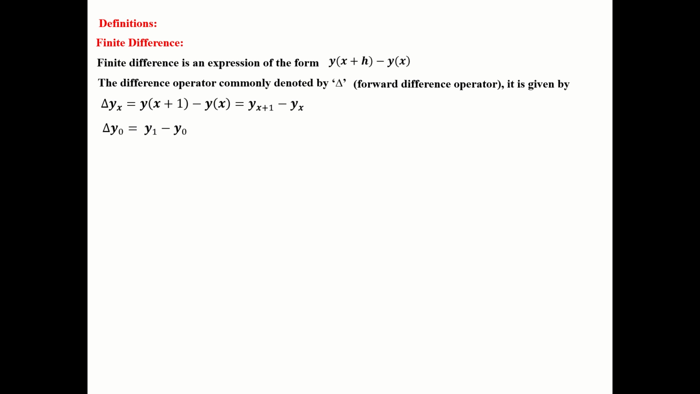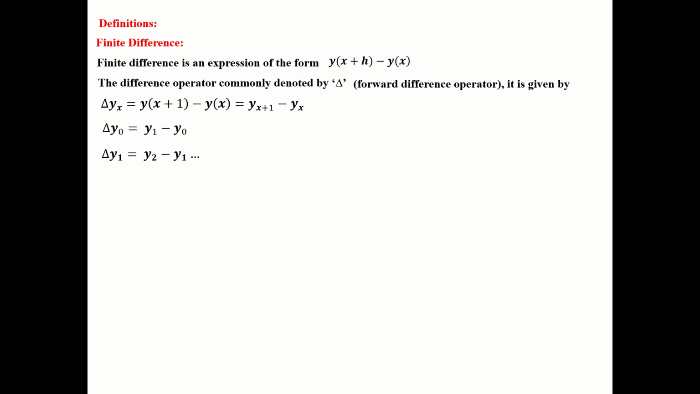So replacing x by 0, we will get del y0, which is equal to y1 minus y0. Similarly, del y1 is equal to y2 minus y1, and so on. In general, del yn is equal to yn plus 1 minus yn.